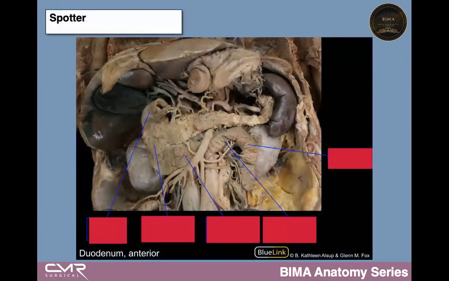Right, so this is a little bit more difficult, but I think this should also be quite easy to all of you who've been listening. So can you all please tell me, we'll work through it one by one. What do you think this landmark is here, the first one on the left, just above duodenum?